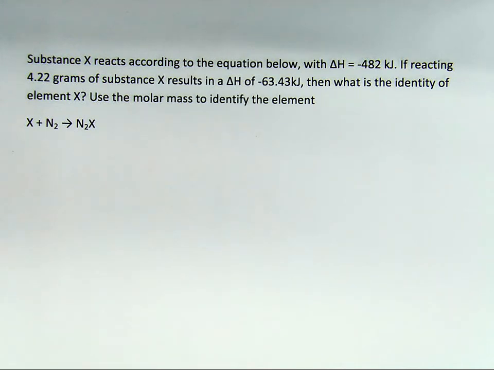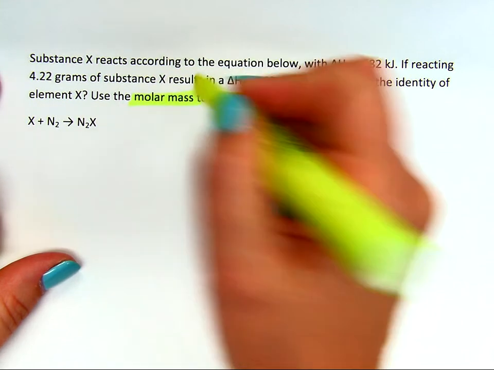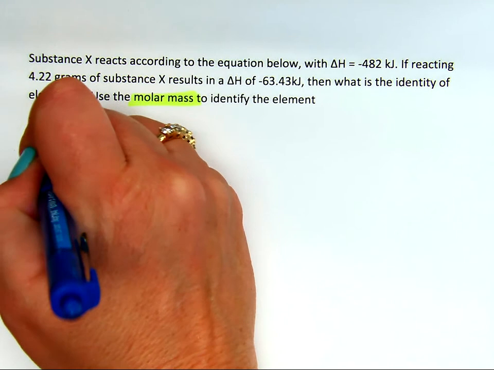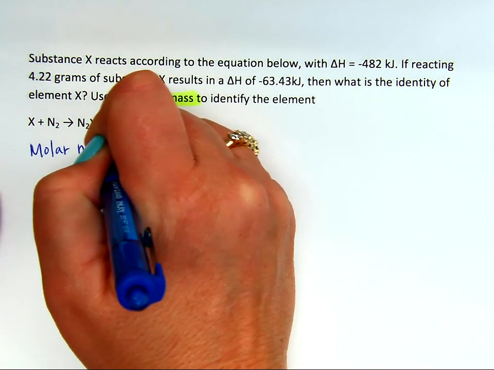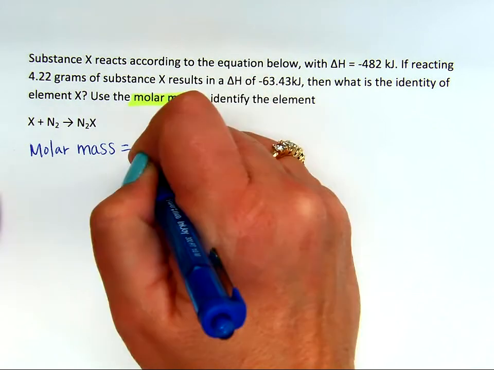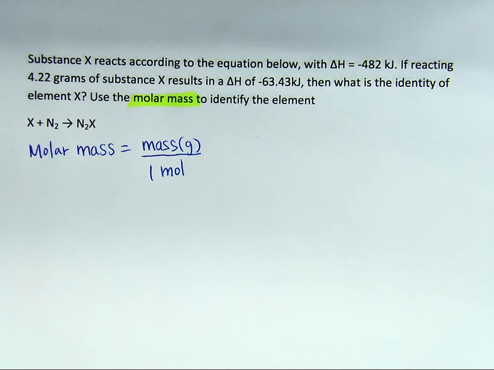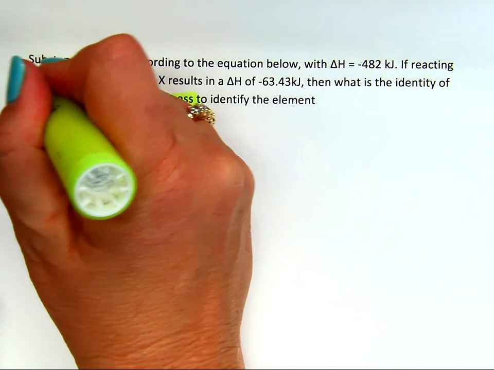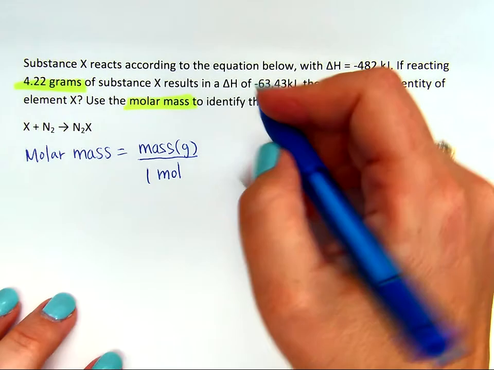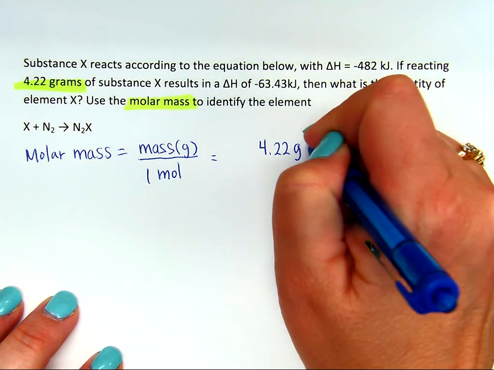All right, so we need to make sure that we understand how molar mass is calculated. By definition, the molar mass of a substance is equal to the mass in grams of 1 mole of that substance. As we look at the information that's given, we know we have the mass. So for me, I like to write that down. So I'll say, okay, that means I've got 4.22 grams of X.